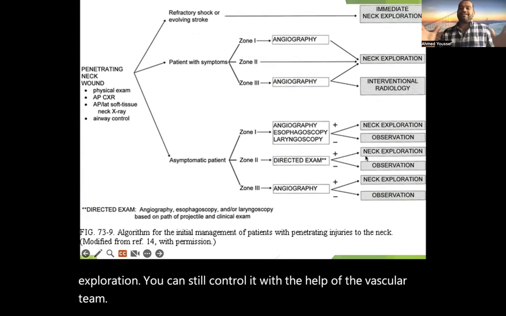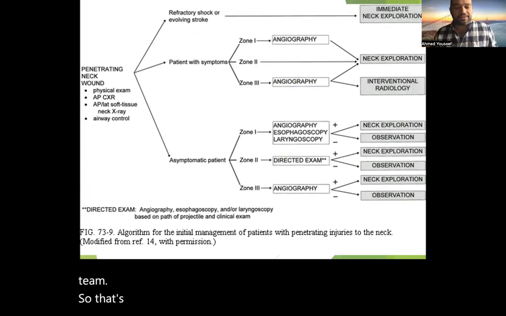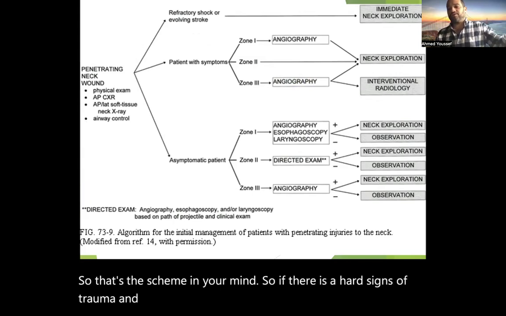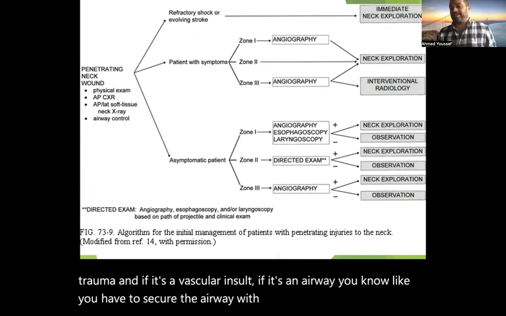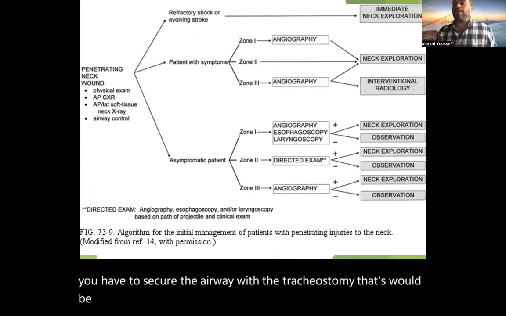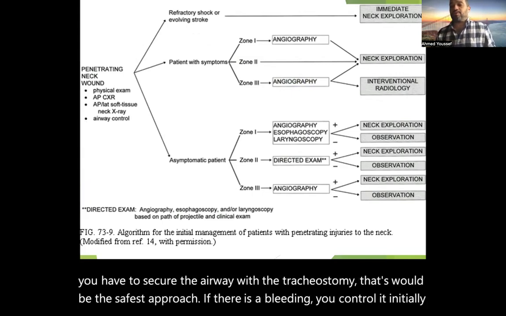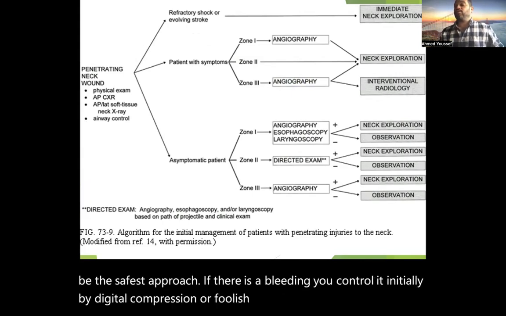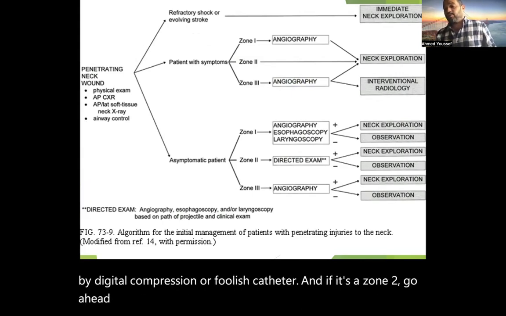So the scheme in your mind: if there are hard signs of trauma, and if it's a vascular insult or an airway injury, you have to secure the airway with a tracheostomy. That will be the safest approach. If there is bleeding, you control it initially by digital compression or a Foley's catheter. And if it's a zone 2, go ahead to the theater to fix it.